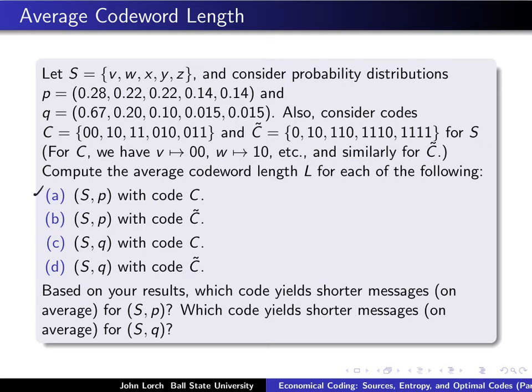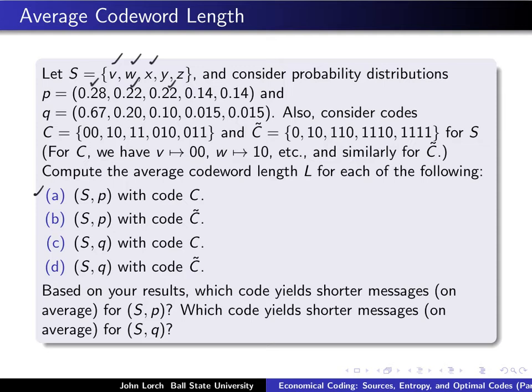That means that the letter V occurs with probability 0.28 in any given location in a stream of symbols. W occurs with probability 0.22. X occurs with probability 0.22, and Y and Z each occur with probability 0.14.